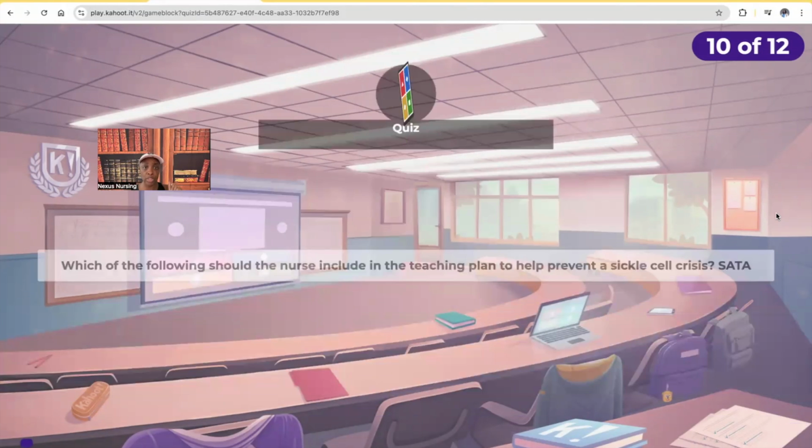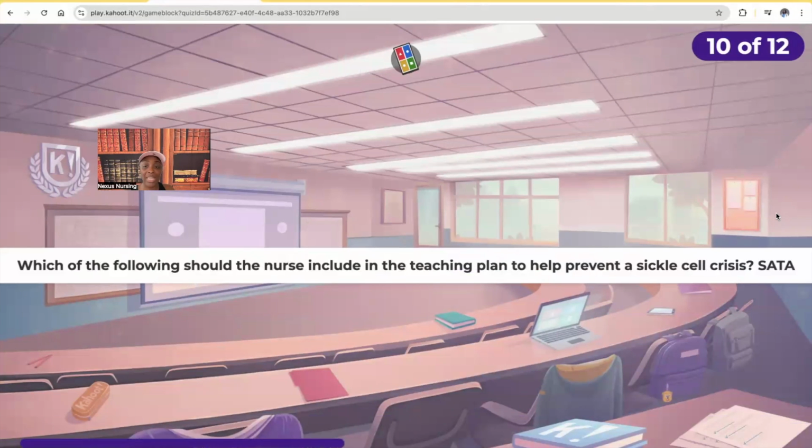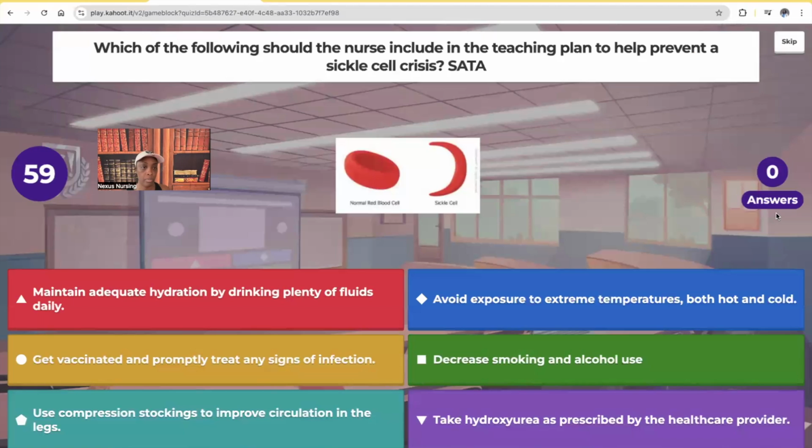All right. Select all that apply. Which of the following should the nurse include in the teaching plan to help prevent a sickle cell crisis? Maintain adequate hydration by drinking plenty of fluids. Avoid exposure to extreme temperatures, both hot and cold. Get vaccinated and promptly treat any signs of infection. Decrease smoking and alcohol use. Use compression stockings to improve circulation in the legs. And take hydroxyurea as prescribed by the healthcare provider. Select all that apply.